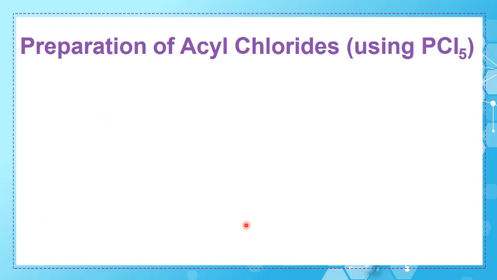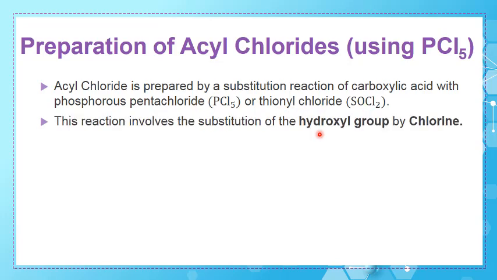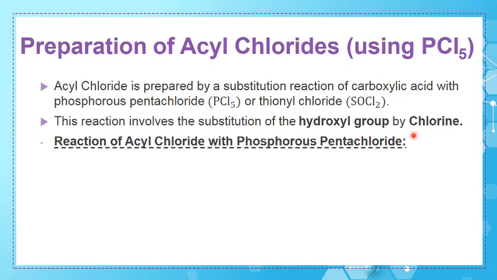How to prepare acyl chlorides? Actually, acyl chlorides are prepared by 2 methods. The first one is to use PCl5, which is called phosphorus pentachloride, and the second by using thionyl chloride. Let's start with the first one. Actually, it's a reaction that involves the substitution of the hydroxyl group of the carboxylic acid by chlorine atom.